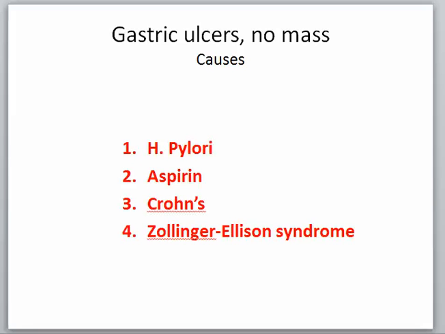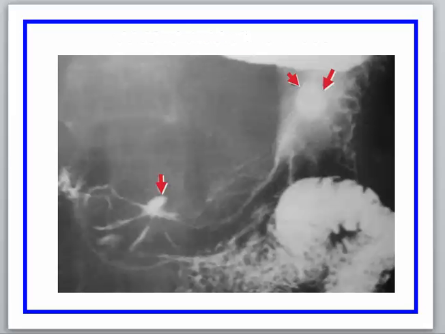Causes of gastric ulceration: bacterial, aspirin, Crohn's, and Zollinger-Ellison syndrome. An ulcer without mass, just an ulcer. Are the examples. An ulcer is a fleck of barium. An ulcer is a barium-filled protrusion.